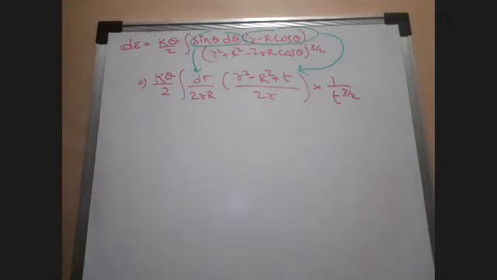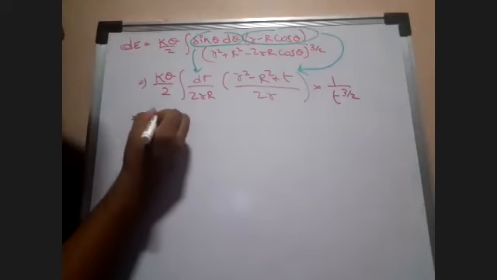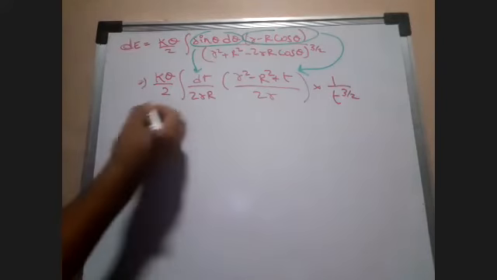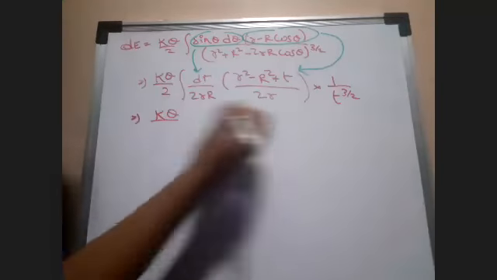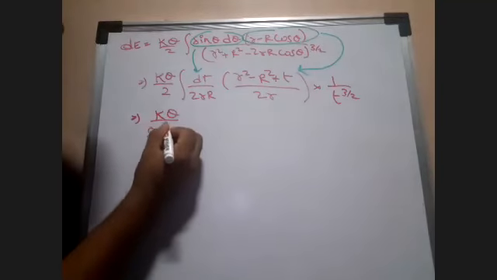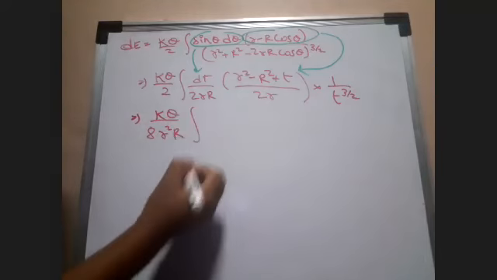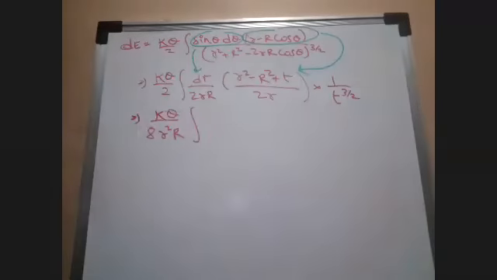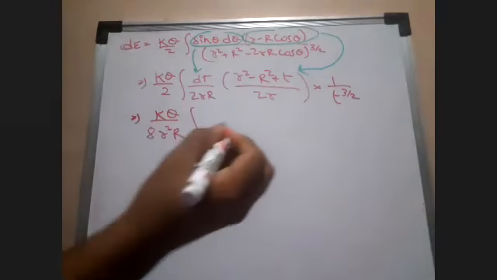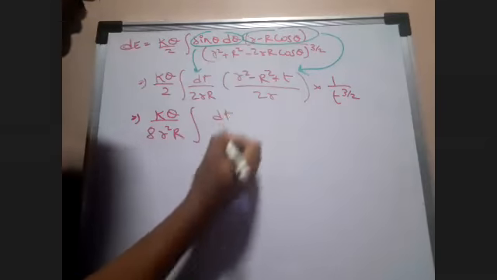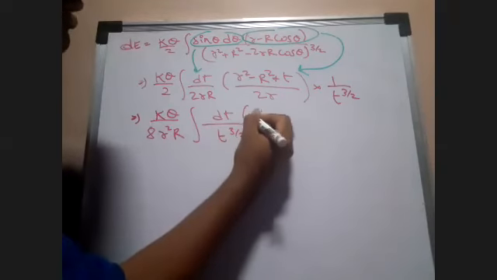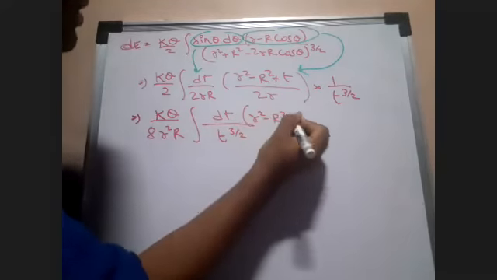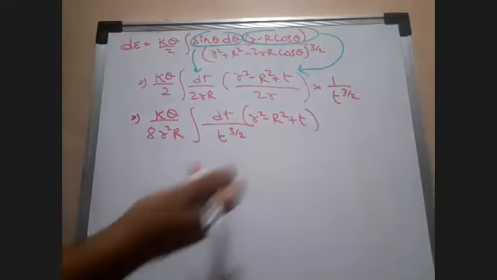So now let's remove all the constants. You'll get kq upon, removing all the constants, that is 2, 2Rr, which gives 8 r square R whole upon, dt upon t raised to 3 by 2, and you get r square minus capital R square plus t. Okay, this is what you'll be getting.